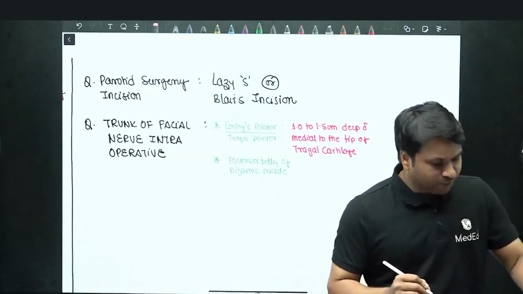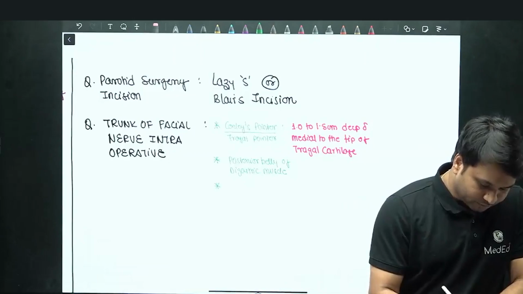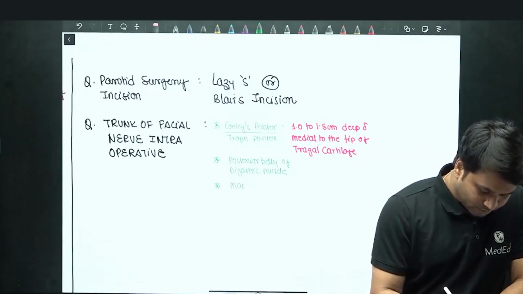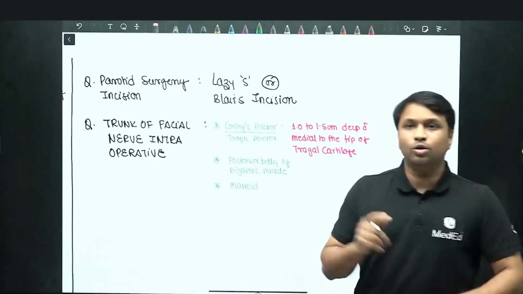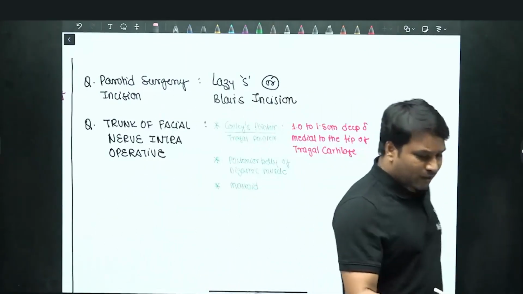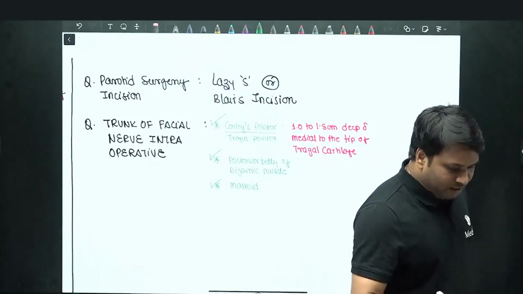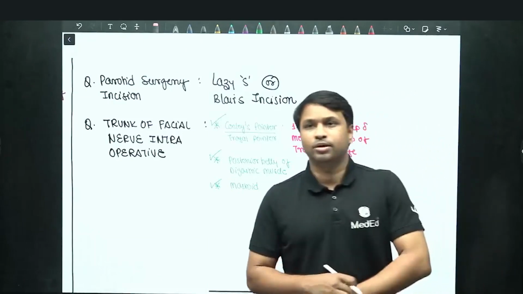And another one, when you pierce a hole through the mastoid, you again land up at the trunk of the facial nerve. So Conley's pointer is one which is expected from the exam. Then you have the posterior belly of the digastric and the mastoid component. Okay.